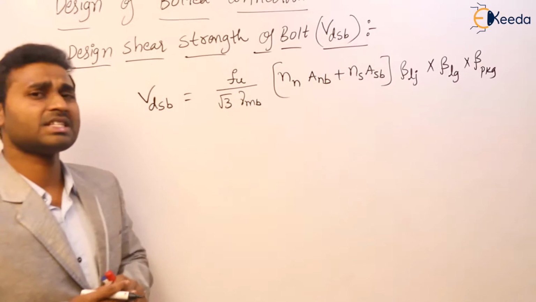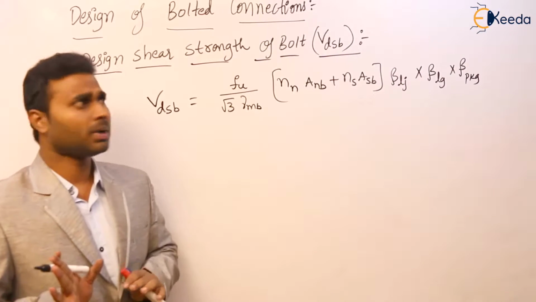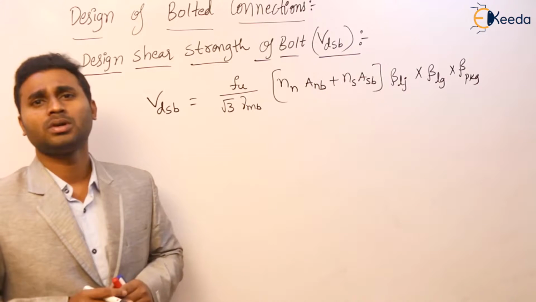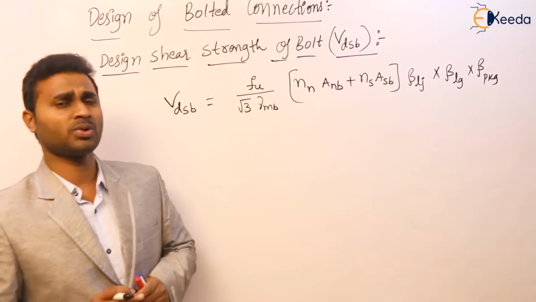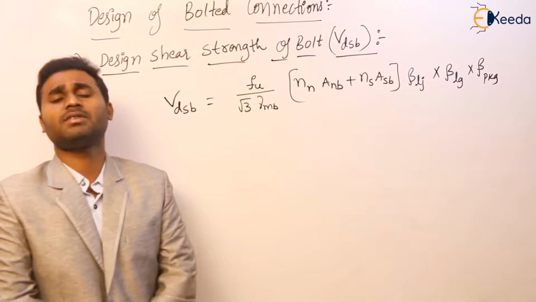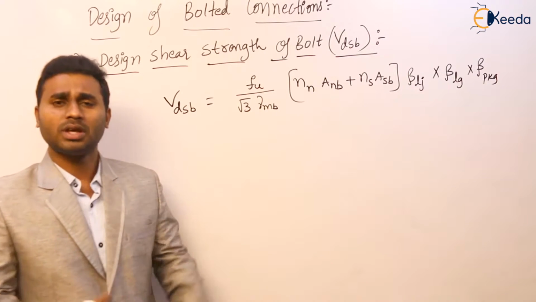So as I said, strength is nothing but stress into area, yes or no? But this is what is mentioned in the code book. So it is very simple to say that strength is nothing but stress into area. So very simple to remember also. But here, this is the formula that is given in the code book. Agree or not? So then what is this?